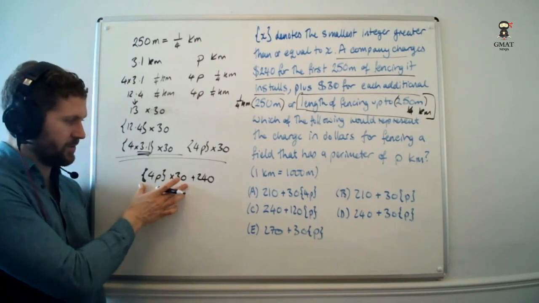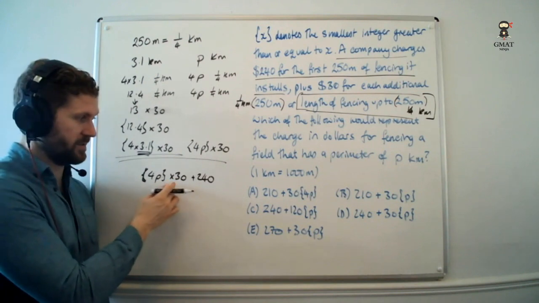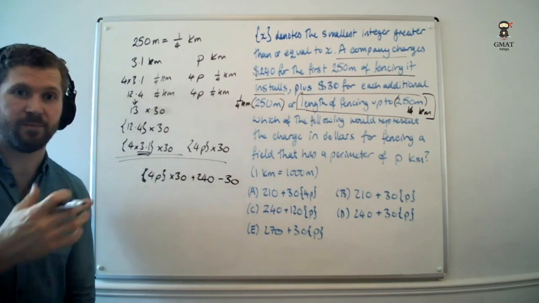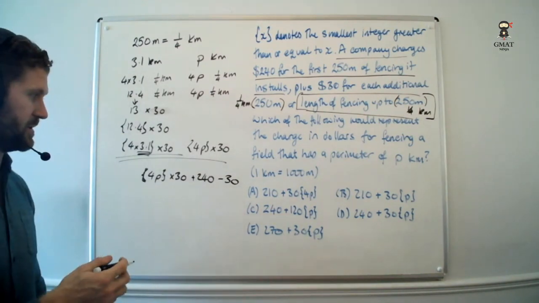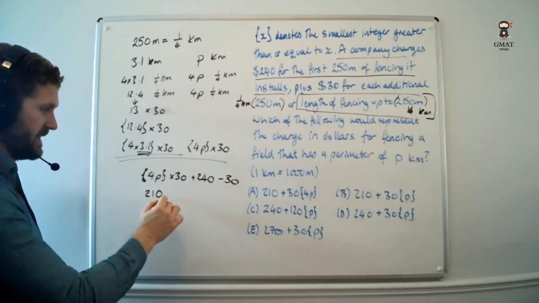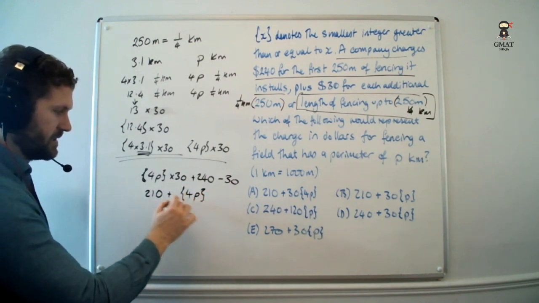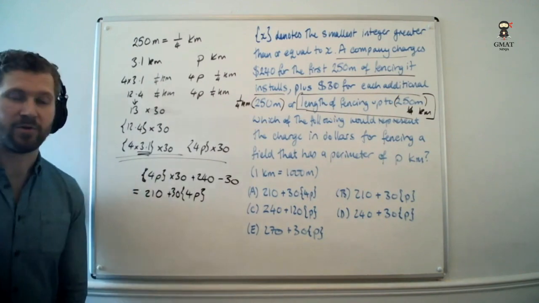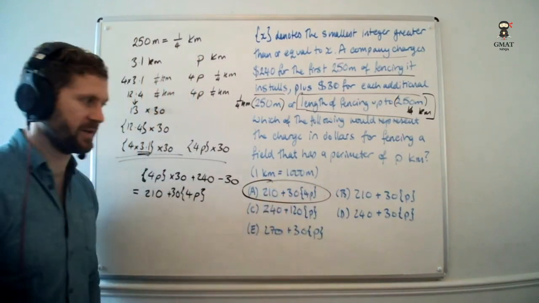So I need to take one block of 30 away from this to account for that. And so this will be the charge the company makes for installing a fence of P kilometers. Simplifying this, 240 minus 30 gives me 210, and I would add on the 4p in the brackets multiplied by the 30. Now, comparing that to the answer choices, that will give me an answer of A.